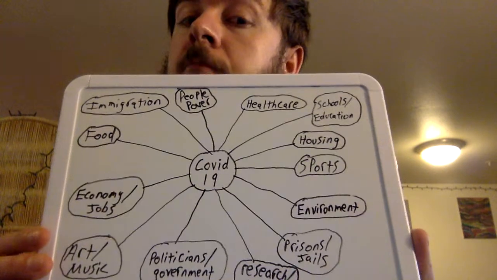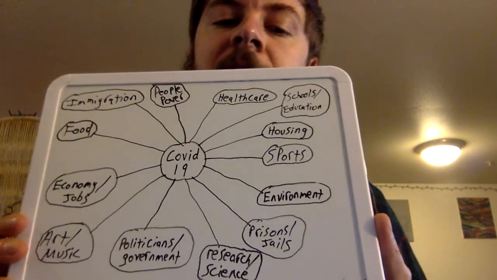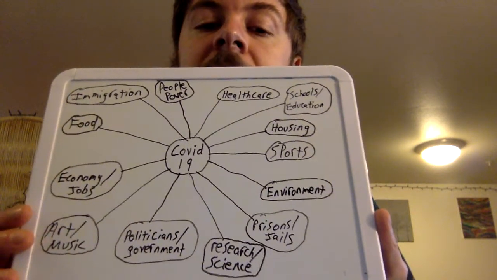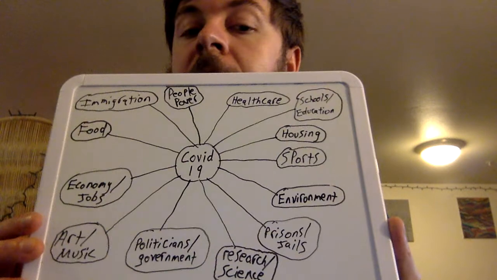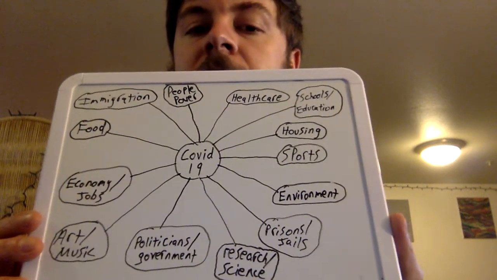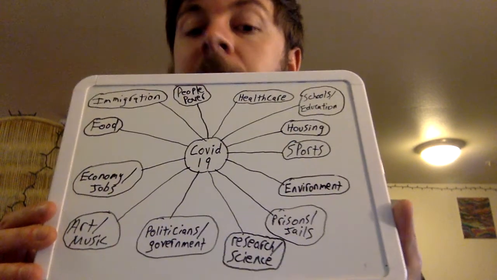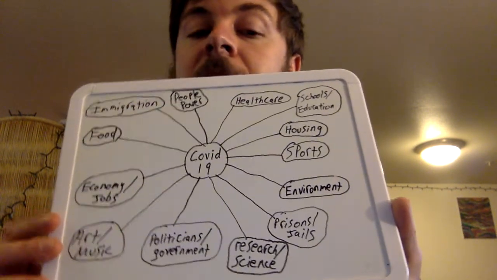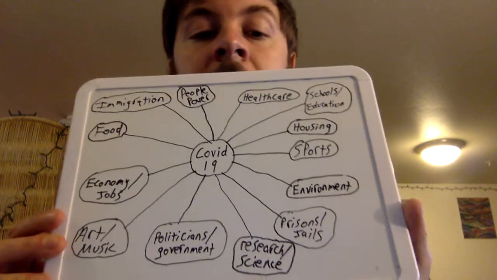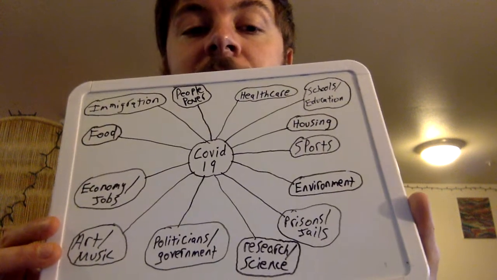The environment. Surprisingly, the environment is kind of doing well. How does this impact levels of pollution and animals and things like that? Prisons and jails. This is a major issue. What are people doing that are in jail? Should we let them out? Should they be free? How do we take care of them in this pandemic? Research and science: what do we know? How do we develop vaccines and use our technology? Politicians and government: who makes these decisions for our lives? This is a major issue connected to COVID-19.